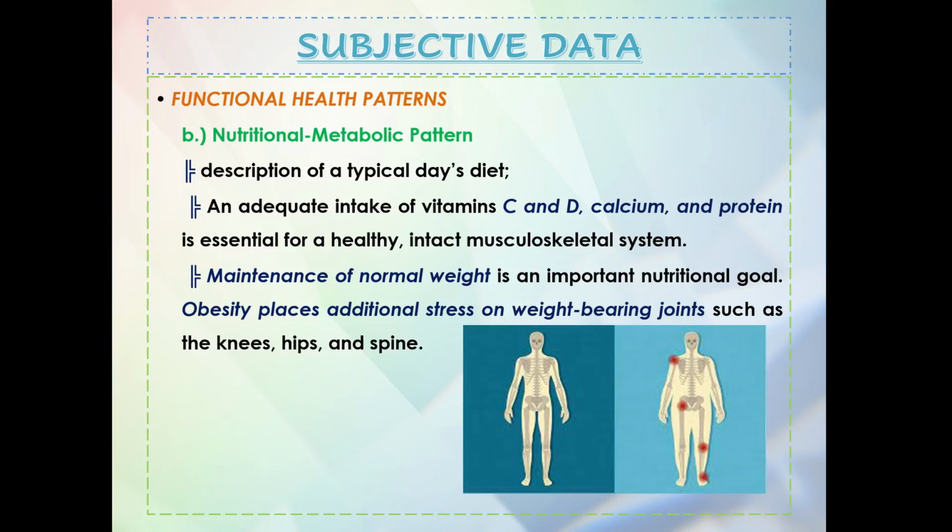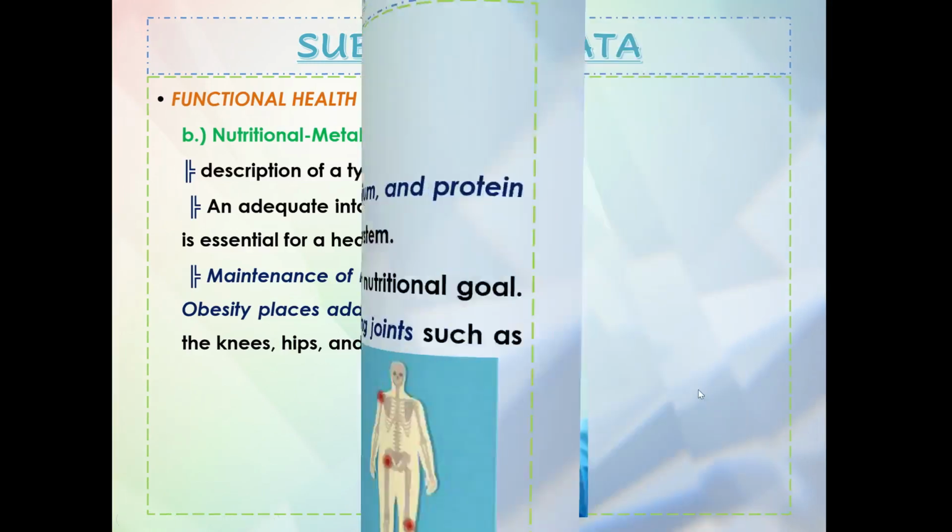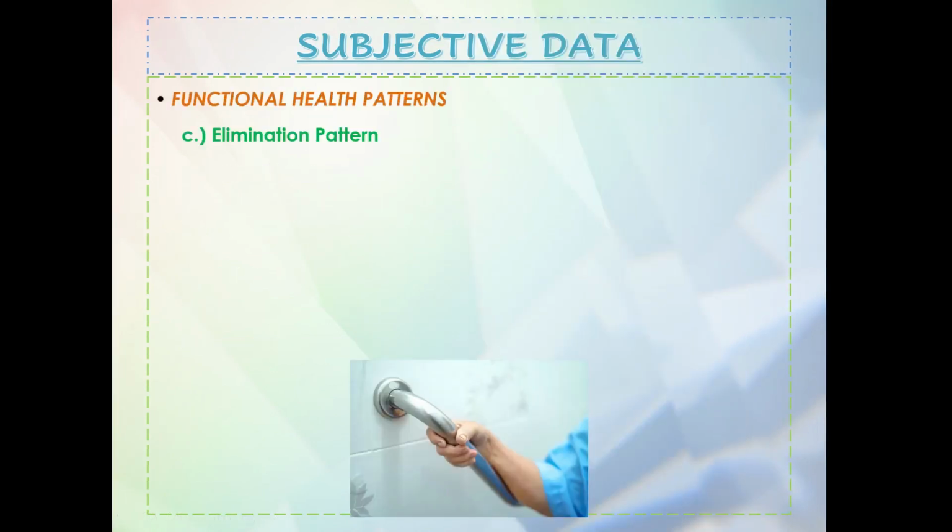So obesity places additional stress on weight-bearing joints such as the knees, hips, and the spine. So ayan, kaya kadalasan pag makaka-encounter tayo ng mga obese, talagang yung super heavy ng kanilang weight, it places additional stress dito sa kanilang mga weight-bearing joints like the knees, you have the hips, and then sa kanilang spine. Okay? And then, next is elimination pattern.